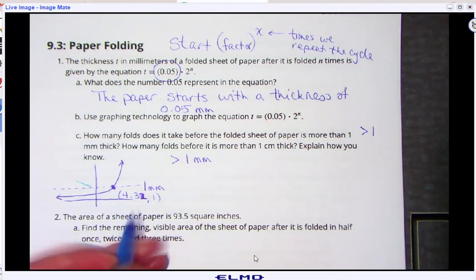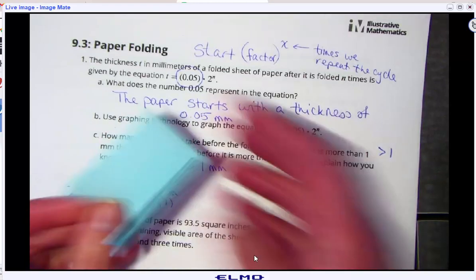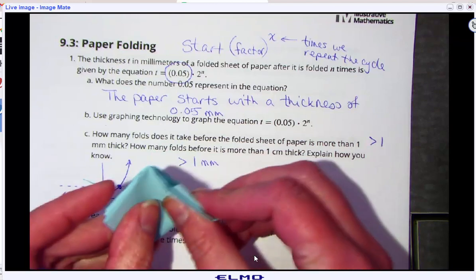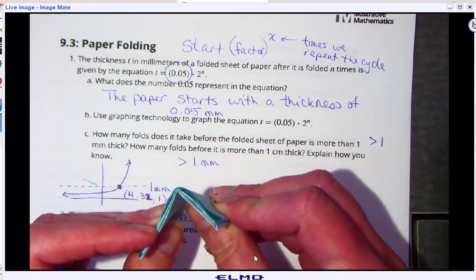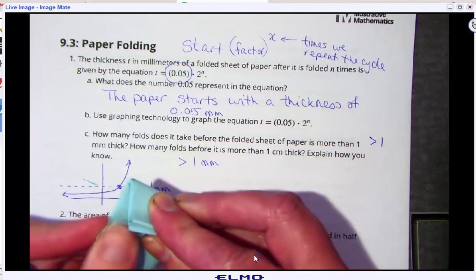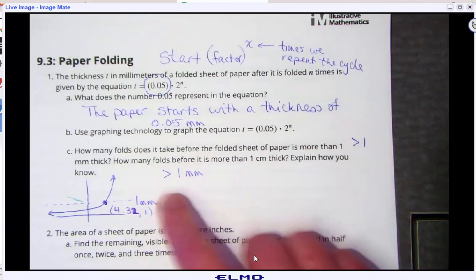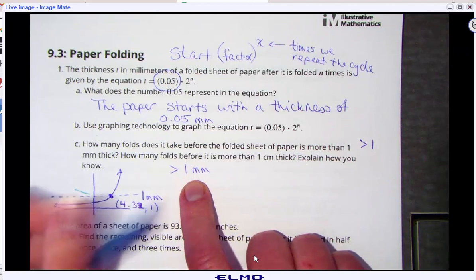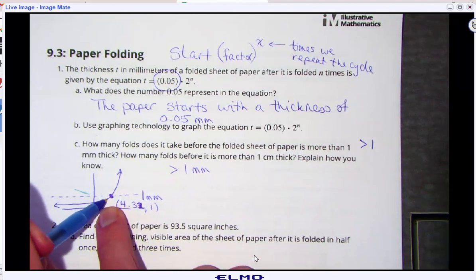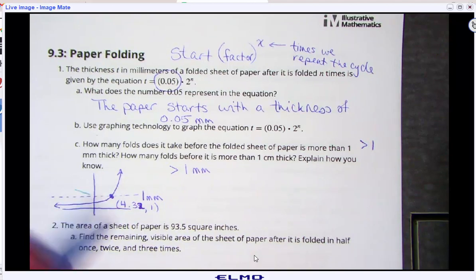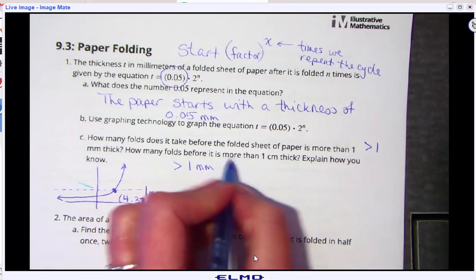Now we can't do 4 1/3 of a fold, because that's not going to get us the thickness that we're looking for. I don't know what 1/3 of a fold looks like. Bringing the paper 1/3 of the way over. Well, that's not a thickness of 1. We have to round that up. So it's okay if it's more than 1 millimeter, but it can't be less than. So at four folds, it's too low. By the 5th fold, it would be high enough.